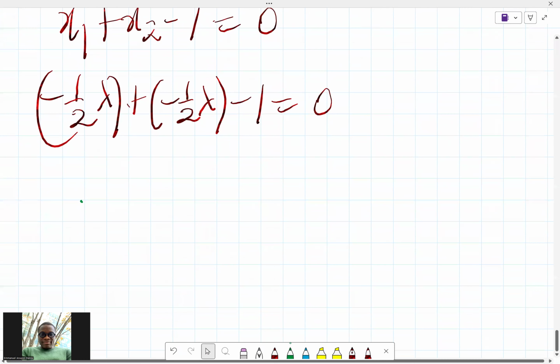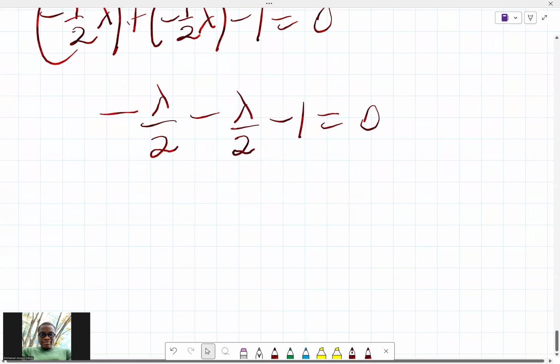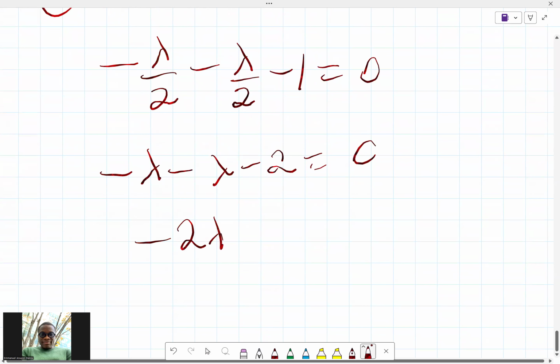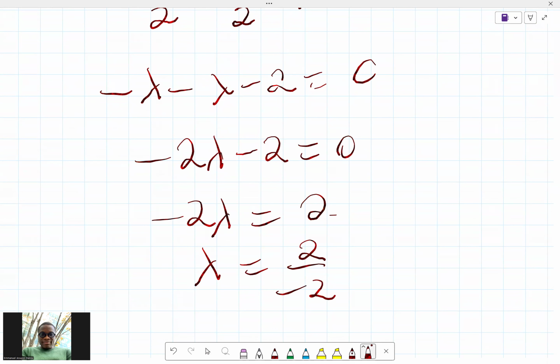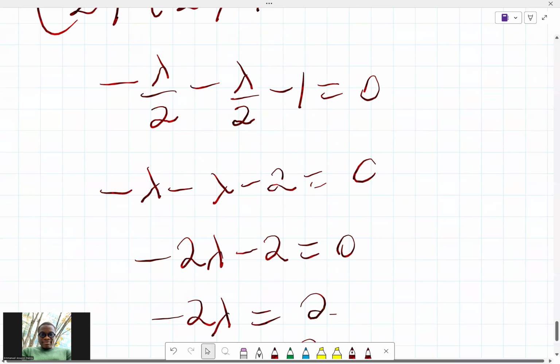So we can solve this now. We have minus lambda over 2, minus lambda over 2, minus 1 is equal to 0. We can multiply through by 2, so we have minus lambda minus 2 equals 0. That means minus 2 lambda minus 2 is 0, so minus 2 lambda is equal to 2. So lambda is equal to 2 over minus 2, then lambda is equal to -1. So lambda is -1.